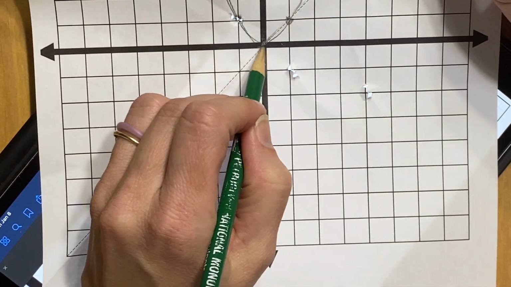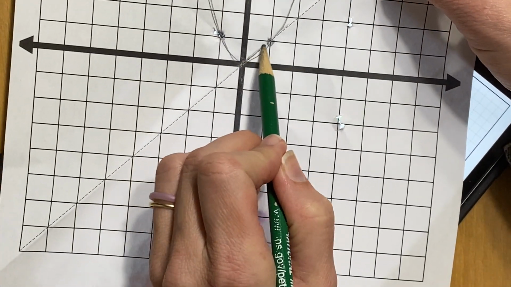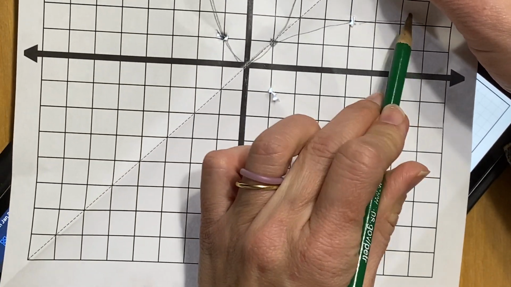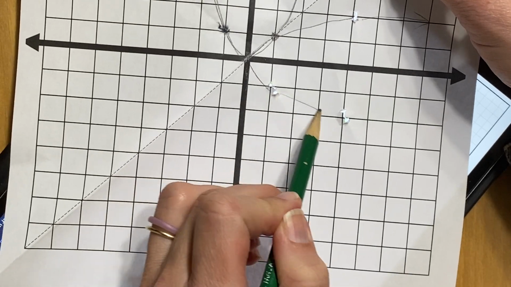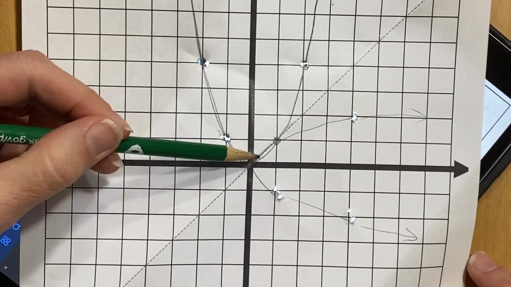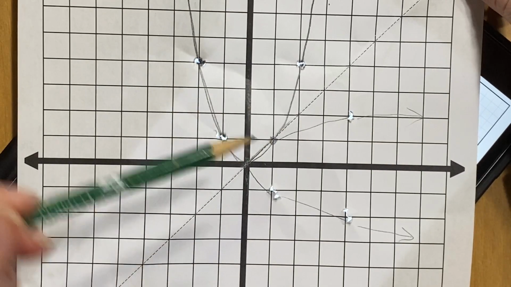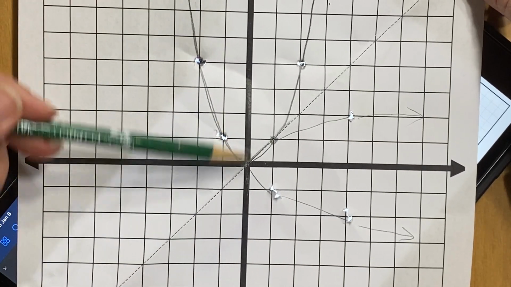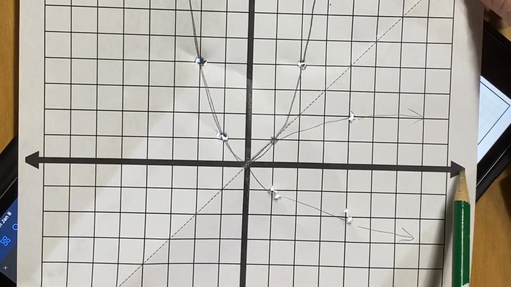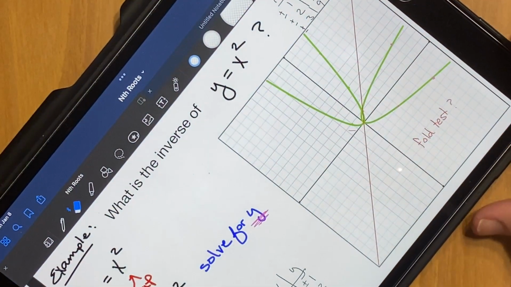Well, my vertex stayed the same. Those points stayed the same, and now I have 2. So let's graph it right through my poked points. Right? So now I have my original. I folded, I poked new points, and I can see that I had a vertical parabola, and now I have a horizontal parabola that lies down.